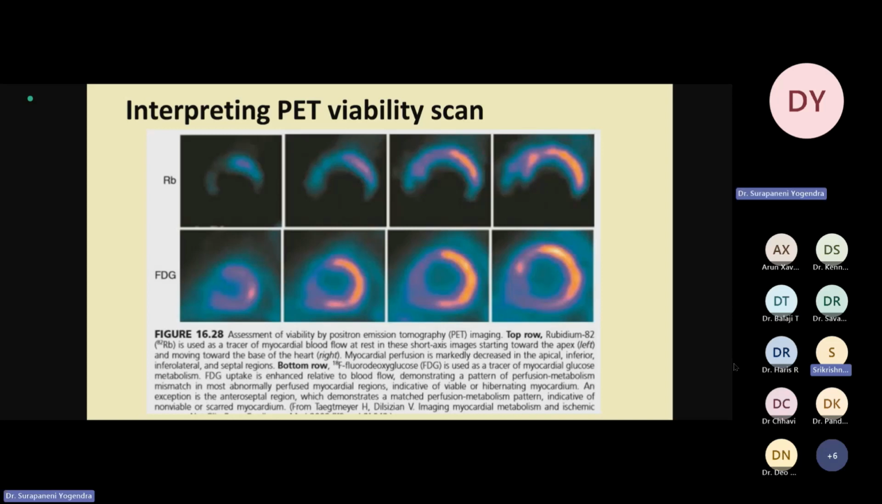So 18 FDG uptake is enhanced relative to blood flow, suggesting a pattern of perfusion metabolism mismatch in most abnormally perfused myocardial regions, indicative of viable hibernating myocardium. An exception is the anteroseptal region, which demonstrates a matched perfusion metabolism pattern indicative of non-viable scarred myocardium.